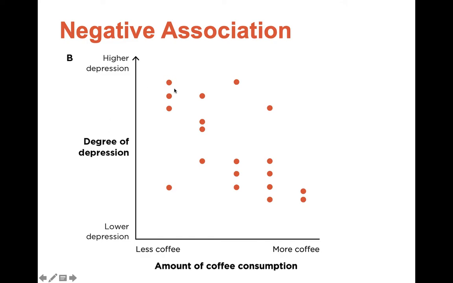So here what we see is that there's a general trend for higher values on one variable, in this case higher depression, to be associated with lower values of coffee consumption. You can also state that a different way. Higher levels of coffee consumption are associated with lower levels of depression. So we have a downward sloping trend.